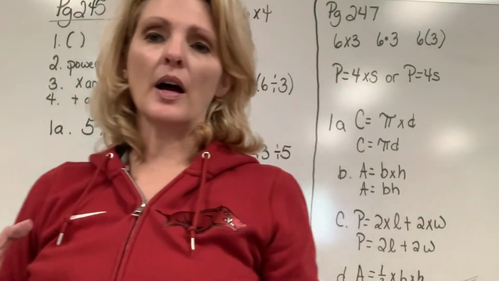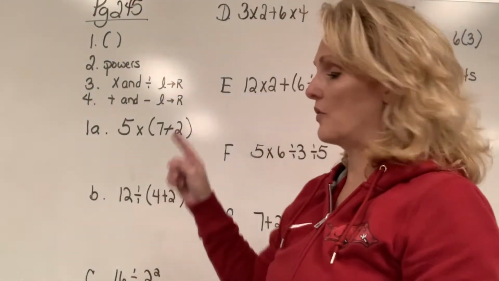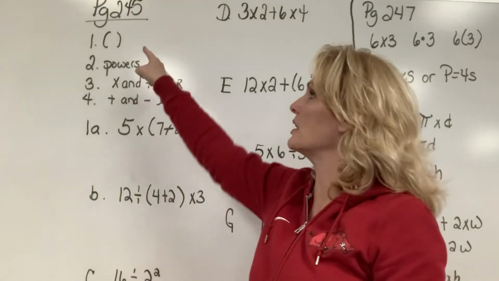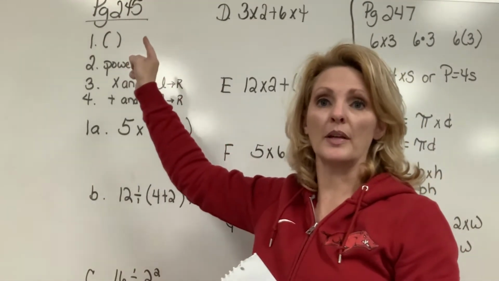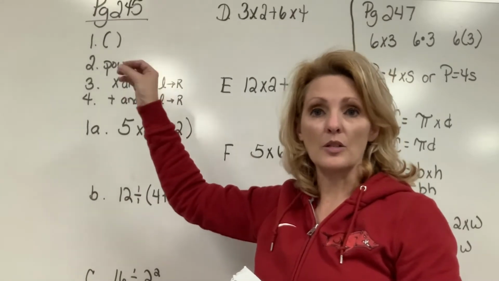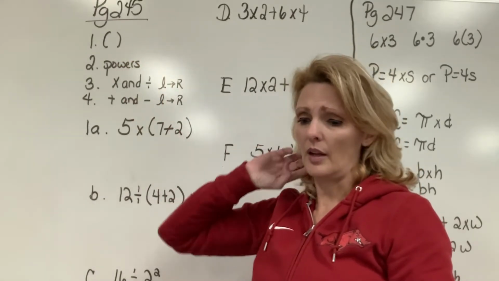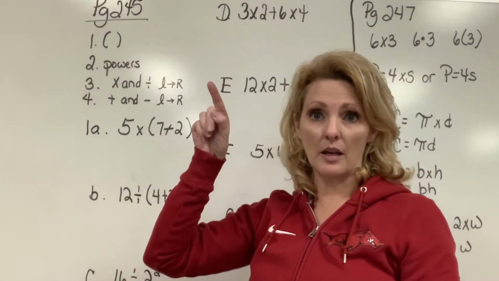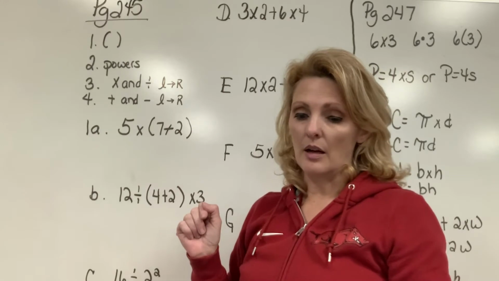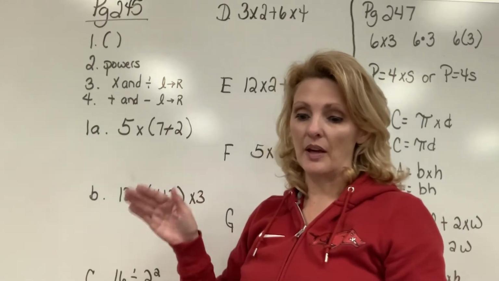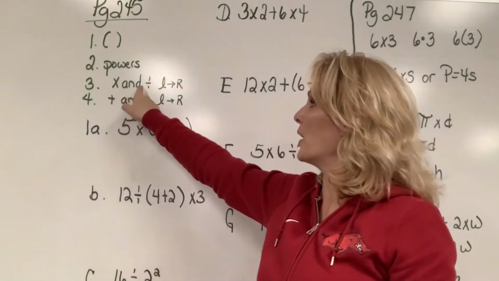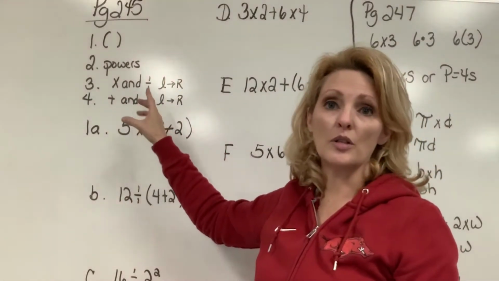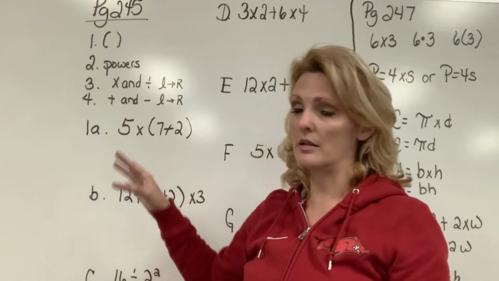So to simplify a problem with order of operations, the very first thing that you do is simplify within the parentheses. That's the very first rule. If the problem has parentheses, then that's what we will simplify. The second one is if it has powers, that means the exponents. Then 3 is multiply and divide from left to right. Multiply and divide from left to right, and then you add and subtract left to right. So your addition and subtraction will be left for last.